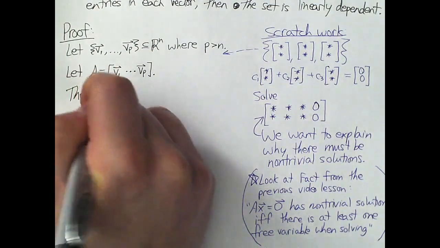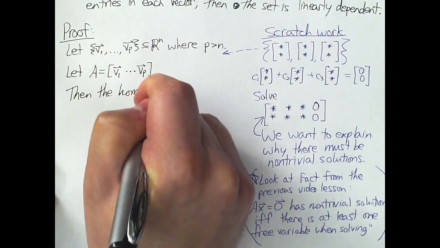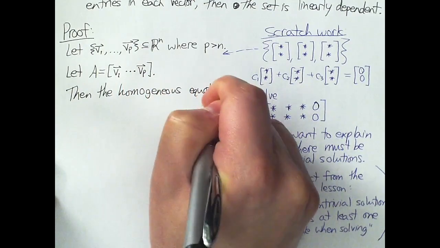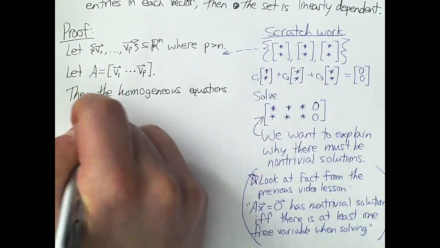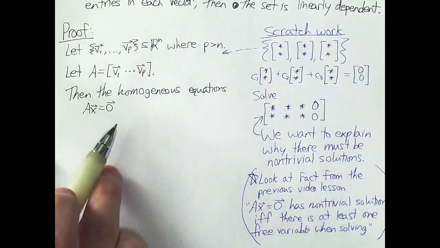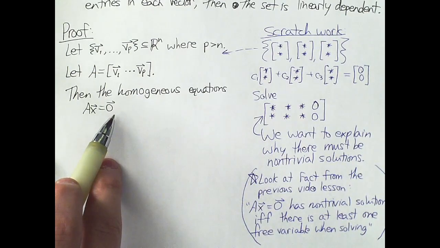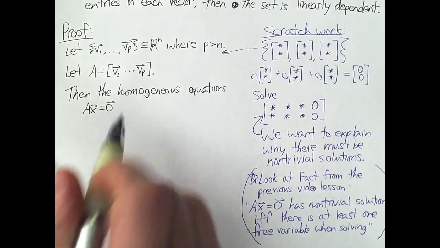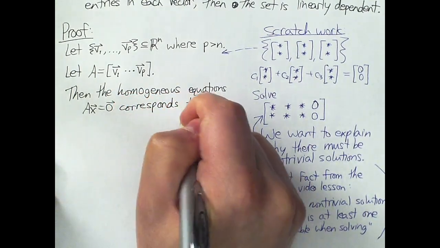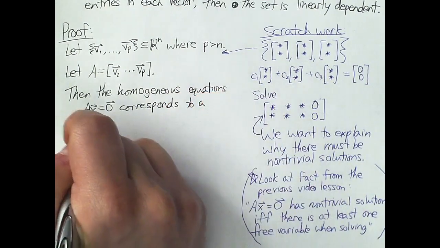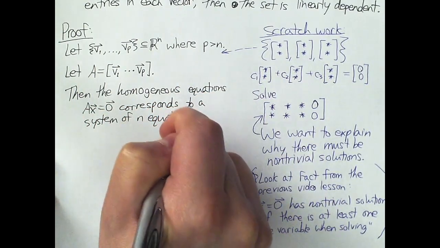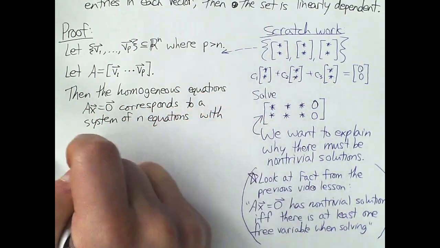Then the homogeneous equation AX equals 0. What do you think I'm going to say next? Something about the size of it. I'm going to say that it corresponds to a system of n equations with p variables.